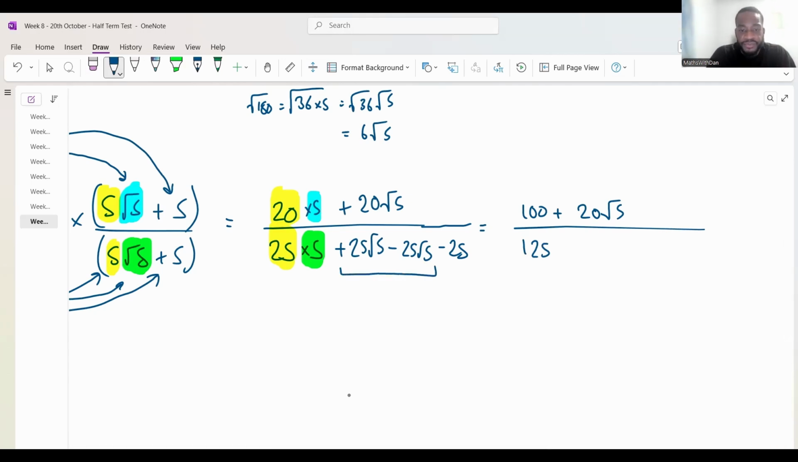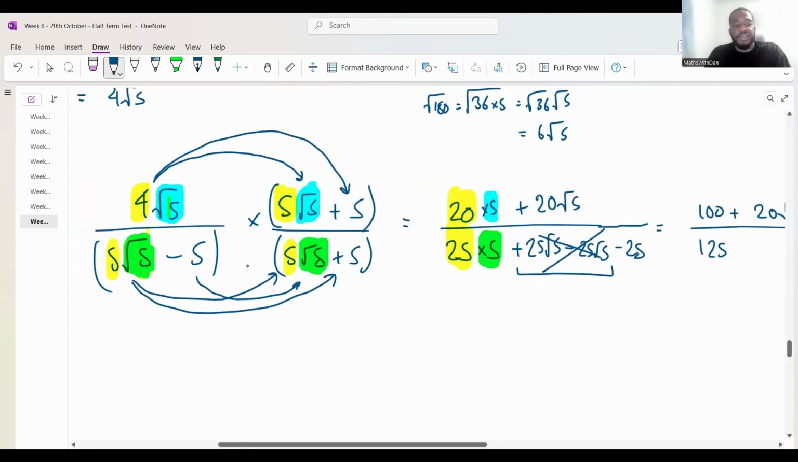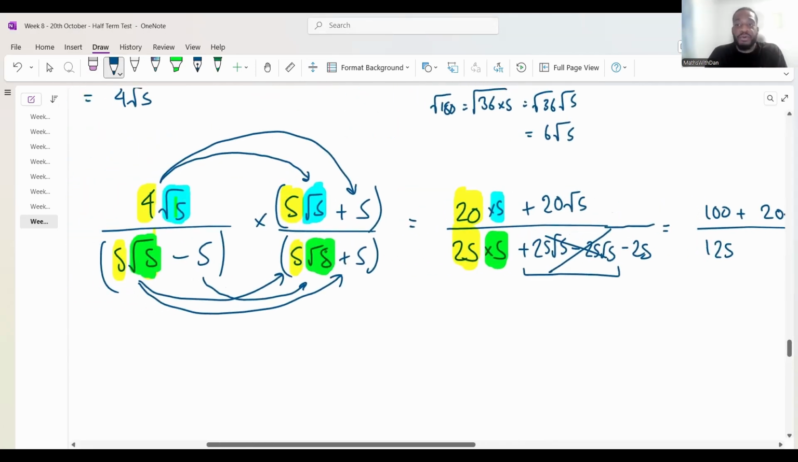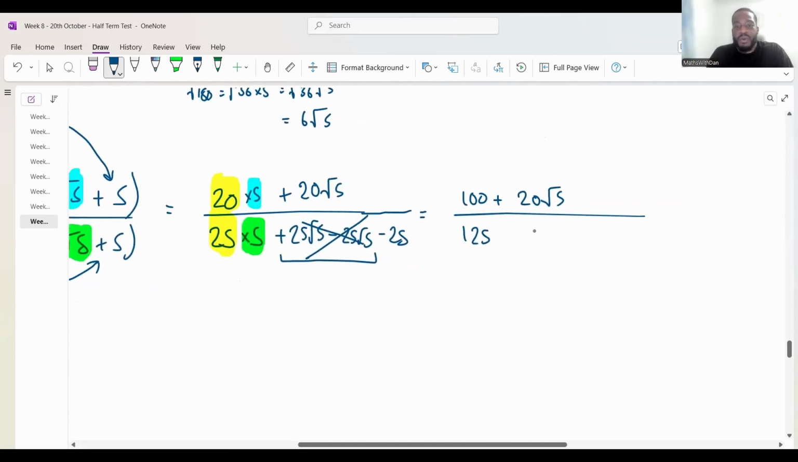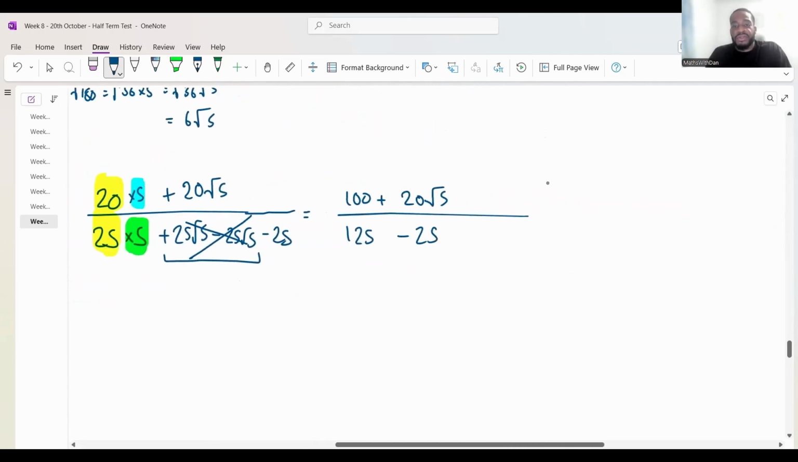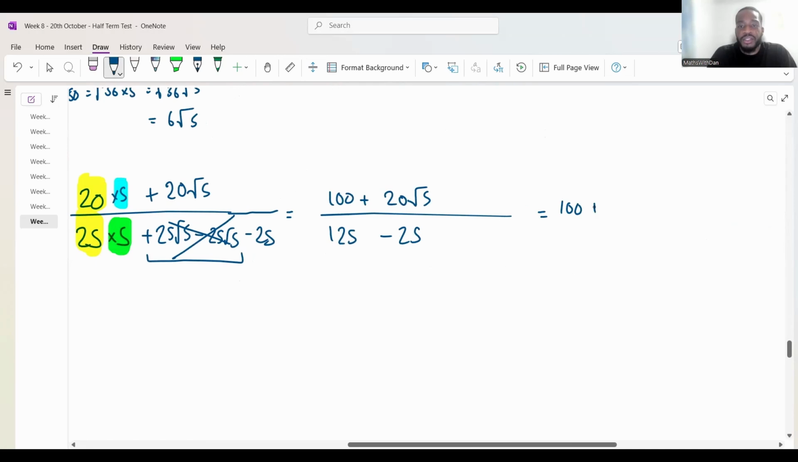What happens to these two? Yeah, they cancel, don't they? They're always going to cancel. That's the whole reason why we do the opposite sign. So we have a positive and a negative. They cancel, and then we're minusing 25. So therefore, it's 100 plus 20 root 5 over 100, right?